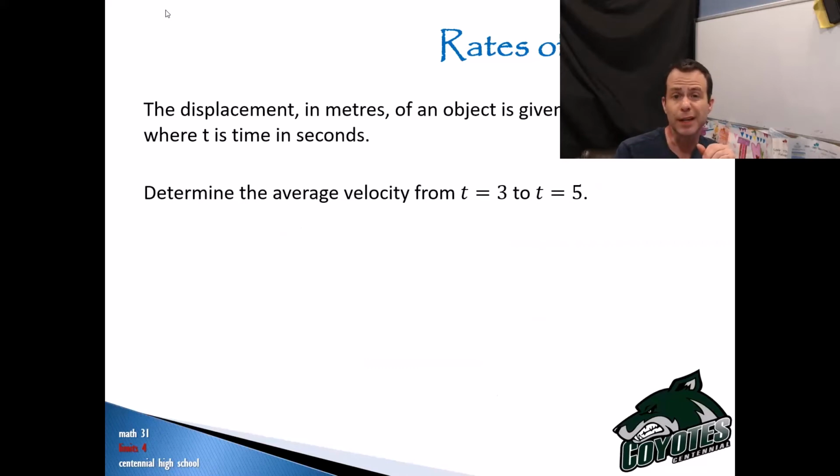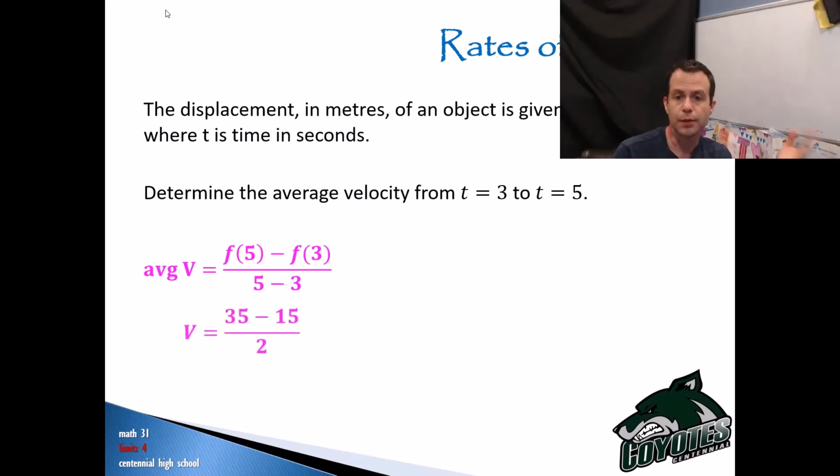Okay, y2 minus y1, I can literally just plug in 5 to get my y2. I can plug in 3 to get my y1. So I'm going to go (f of 5 minus f of 3) all over (5 minus 3). The average velocity is just the slope. Okay, so when I plug 5 in, I get 35, and when I plug 3 in, I get 15. So 35 minus 15 over 2 ends up being 20 over 2, which is 10. The average velocity is 10 meters per second. When you answer these, make sure you do have proper units on them as well.